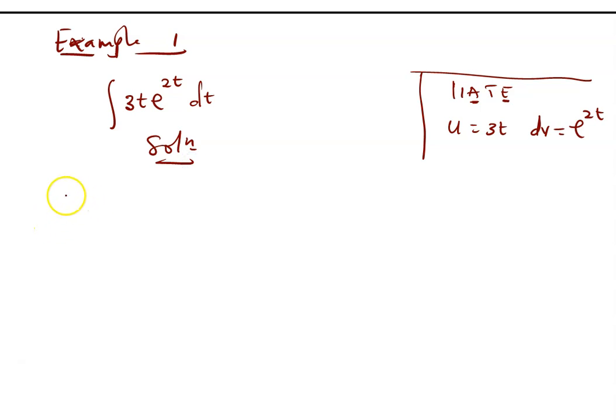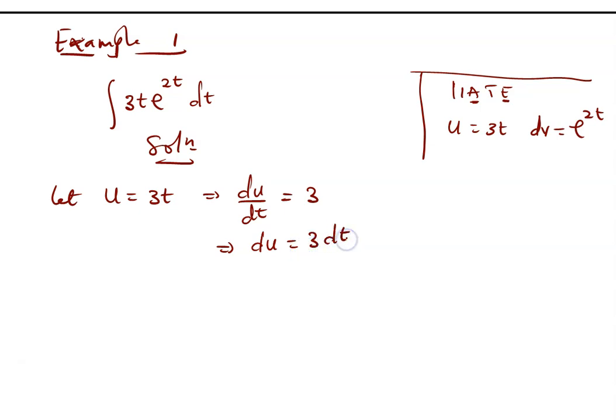Then we state that let u equal to 3t, right? So with this case, differentiating u with respect to t, the t will give us 3. Okay, so if I should make du the subject, I'm going to get du equal to 3 dt. Yes.